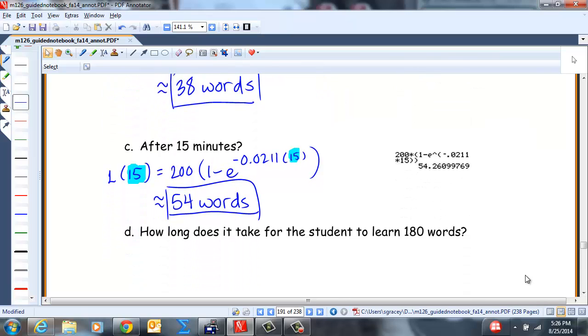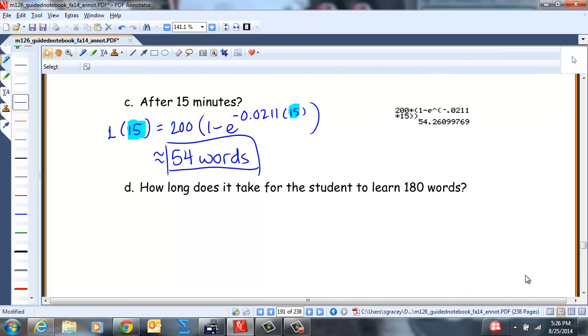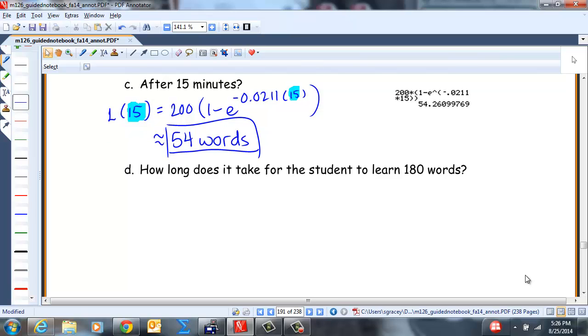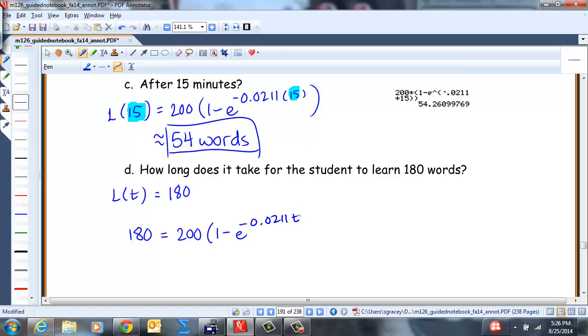All right, so now a little bit different. How long will it take for the student to learn 180 words? So now we're looking for the number of minutes it'll take. So we'll set L at t equal to 180. So we'll get 180 is equal to 200 times 1 minus e to the negative 0.0211t. So again, in for L at t, we plugged in 180 words.